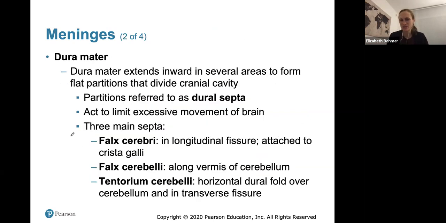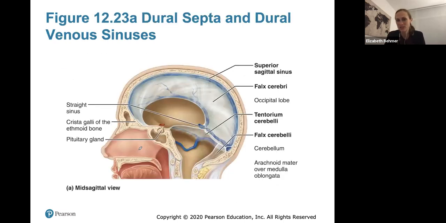It can partition to form the dural septa, which helps to limit excessive movement of the brain. So it is holding your brain in place and attaching it to the skull bones to keep everything where it should be. There are septa, or divisions of the dura mater, which you don't need to know, but these divisions usually go along some of the fissures or folds of the brain tissue.